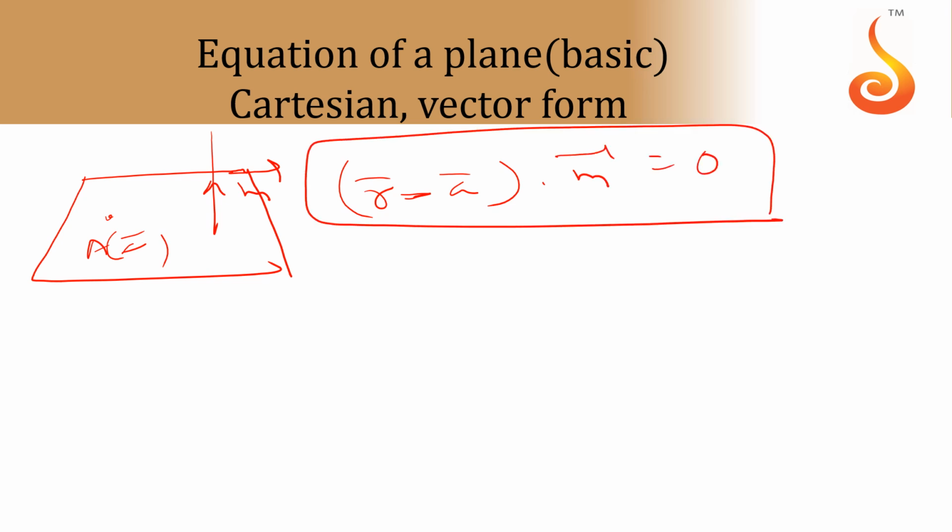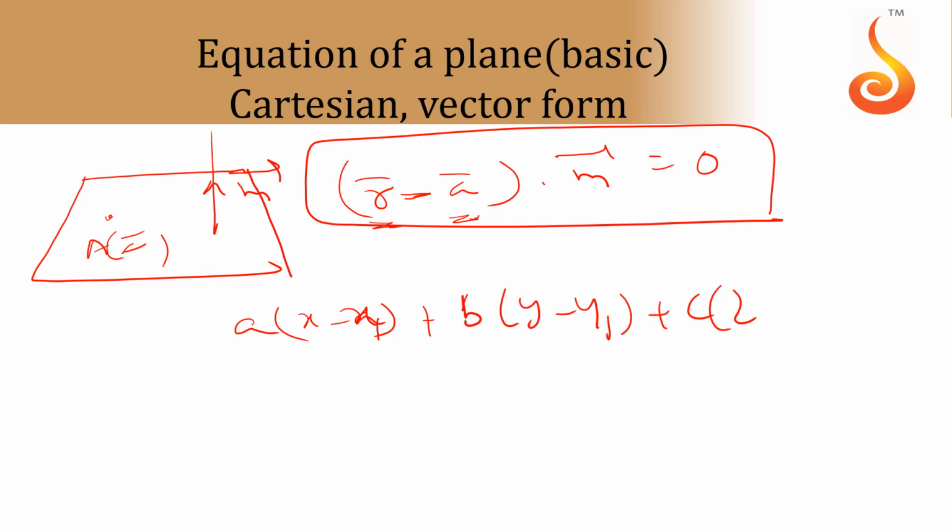This, if you want Cartesian form also you can write. So suppose a bar is ai plus bj plus ck, like that. R bar is xi plus yj plus zk. Then what you will get? a into x minus x1 plus b into y minus y1 plus c into z minus z1. So what is x1 y1 z1? The point a bar is x1 y1 z1. What is m bar? ai plus bj plus ck. R bar is arbitrary point, xi plus yj plus zk. So we can write like this.